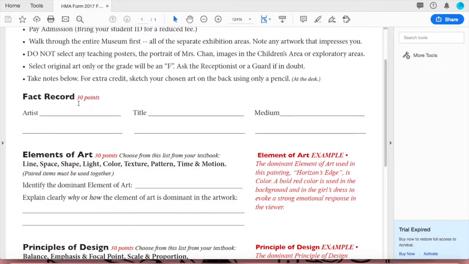Okay, so let's start with the fact record. Each one of these facts introduced in your first paragraph is worth 10 points, okay? Artist, title, medium. You need all that in your introductory paragraph, all right?